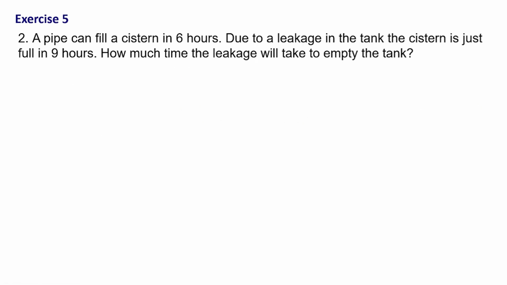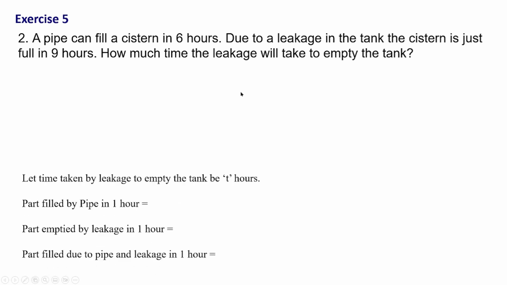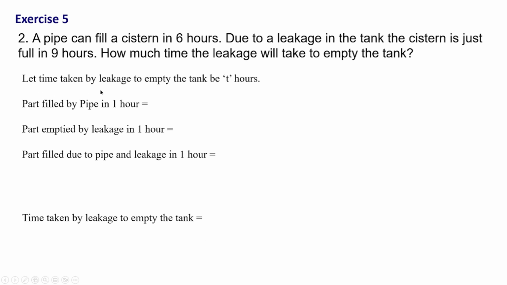Moving on to the next question. A pipe can fill a cistern in 6 hours. Due to a leakage in the tank, the cistern is just full in 9 hours. How much time will the leakage take to empty the tank? So here the time taken to fill a cistern by a pipe is given, it is 6 hours, and because of the leakage the tank is full in 9 hours. We need to find the time taken by leakage to empty the tank. So let us take the time taken by leakage to empty the tank to be T hours.